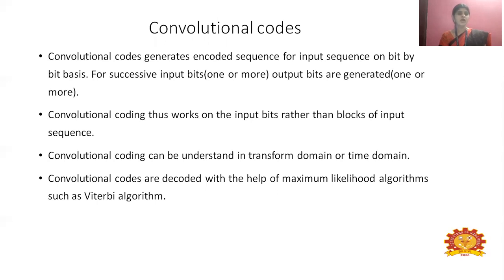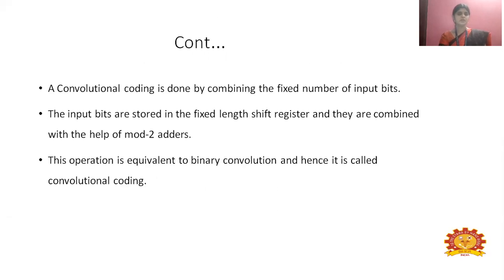So the modulo 2 adder output will give the necessary code word. Okay, so this is the working principle of the convolutional codes. A convolutional coding is done by combining a fixed number of input bits. The input bits are stored in a fixed-length shift register, and they are combined with the help of the modulo 2 adders. This operation is equivalent to binary convolution. Therefore, it is called convolutional coding.